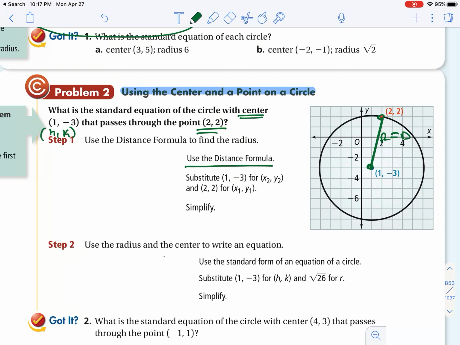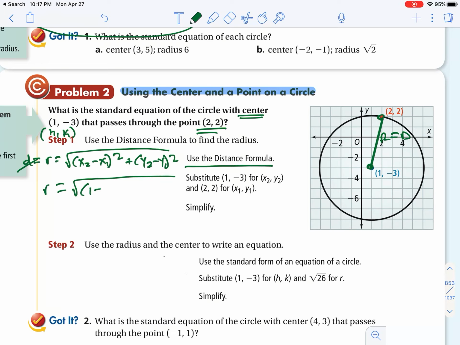So I'm just going to write that as r equals the square root, right? Or d, remember that could have been d also. So d equals r, which equals the square root of (x2 minus x1)² plus (y2 minus y1)². All right, now let's substitute in our values. So I'm just going to leave the d out now. We'll just say r equals, let's plug those values in, (1 minus 2)² plus (-3 minus 2)².